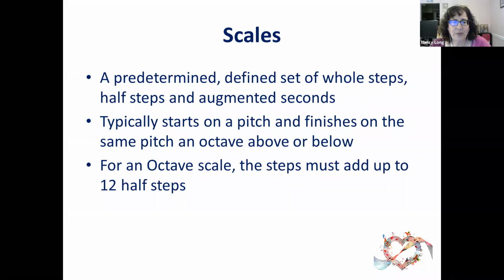Any questions on intervals before we move on to scales? Nothing in the chat. Okay, anybody who wants to raise their hand. Okay, go ahead.